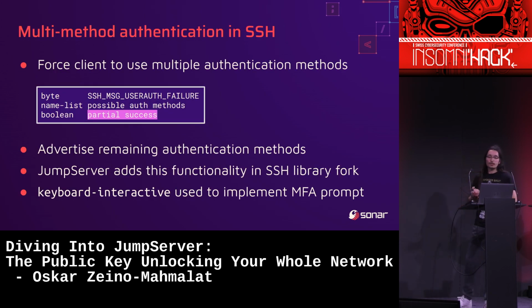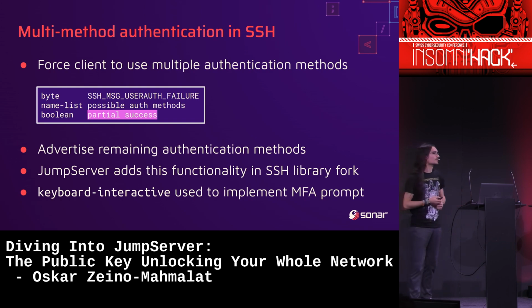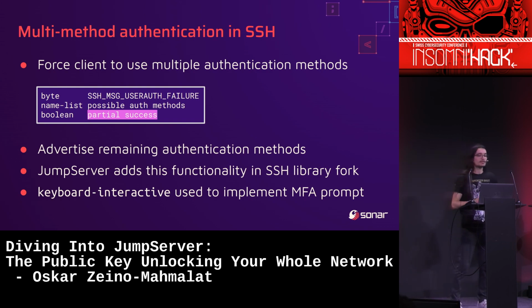How does multi-method, multi-factor authentication come into this? It is actually a thing that is possible in SSH. It's standardized in the RFC and everything. You can do this by specifying an extra flag in a failure message called partial success. So if you set that one to true, you tell the client, hey, your authentication was correct, but you still need to do more, and only then are you actually authenticated. And in this message, you advertise the remaining authentication methods. And so now the client knows which one to choose next.